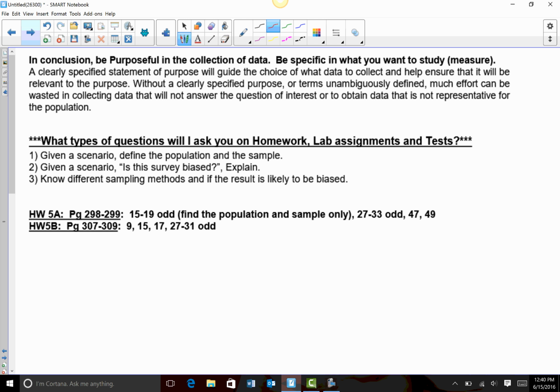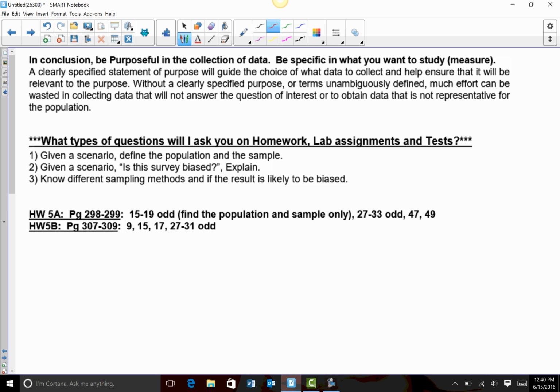All right. And then lastly, as far as the last page, in order to avoid as much bias as possible, we want to be purposeful when we collect our data. Try to do your research ahead of time. Make sure that you know as much as you can about your population so that you can avoid as much bias as possible.